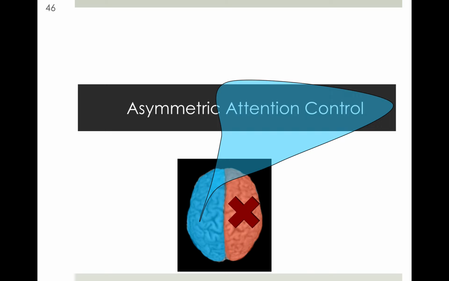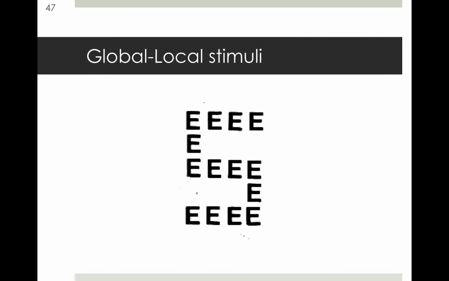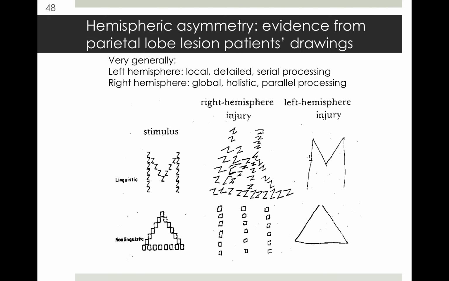Evidence for this global-local distinction also comes from these fun types of stimuli. They're generally known as global-local stimuli. You can tell that there are a bunch of smaller E's that are the local stimuli, and together they comprise the S, which is the global stimulus. These are pitting the global processing of the forest, or the S, against local processing of the trees, which is the E's. You could do this with people with left and right hemisphere damage. And this is a very general classic finding.